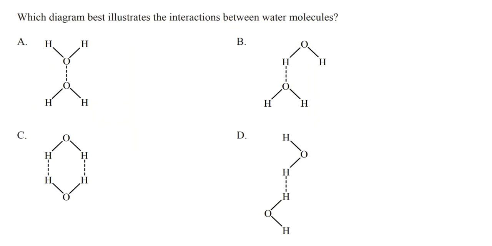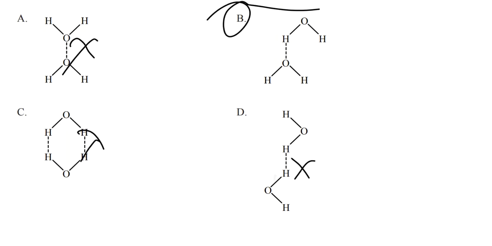Which diagram best illustrates the interactions between water molecules? We have hydrogen bonding, and this is not it, this is not it, this is not it. It's always between oxygen and hydrogen in adjacent molecules.